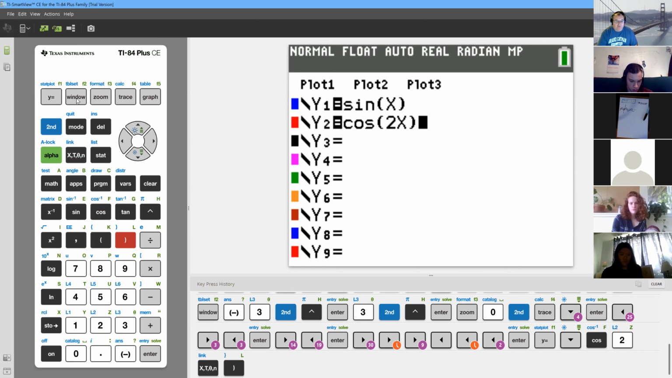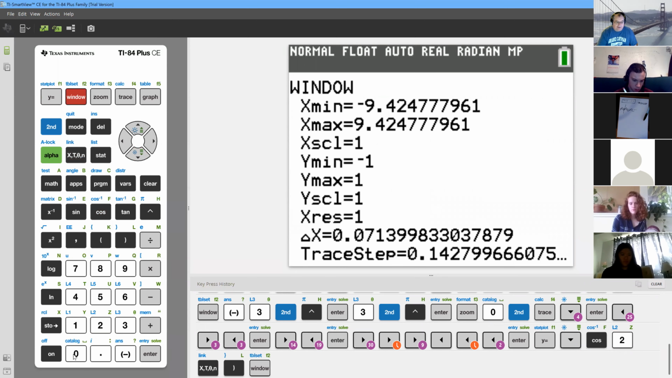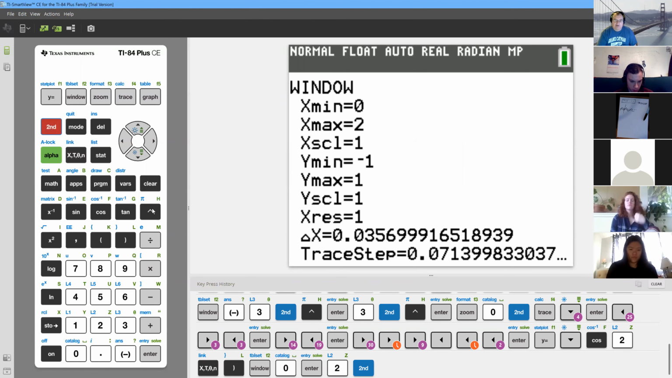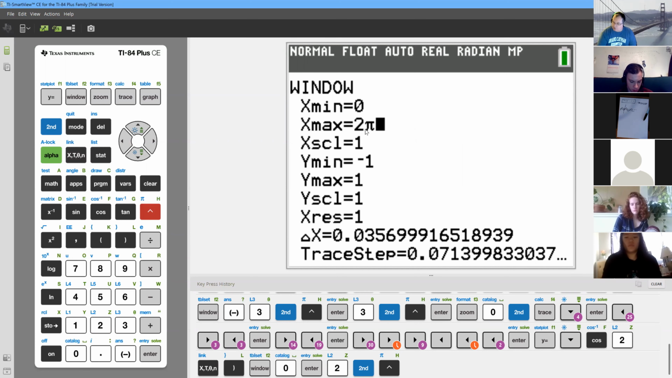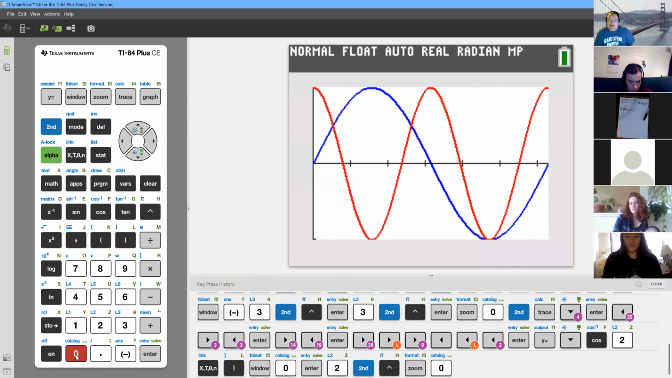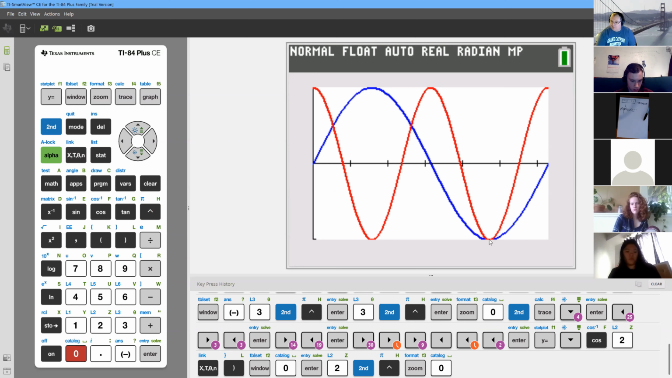So I'll go back to my window, and since I'm only picking numbers now in this question from 0 to 2 pi, do you see how I changed my x min to 0 and my x max to 2 pi? And then when I do my zoom 0, I'll see a picture. And there's an answer there. There's a second one there. It looks to me like there's a third one there. So in this case, it'd be 3 solutions, right?